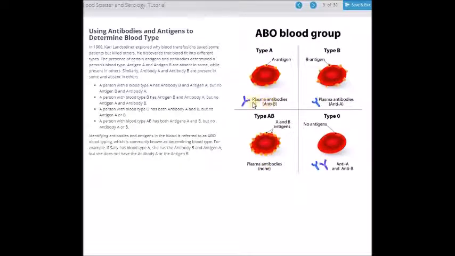If you're type A, you've got B antibodies. Do you see any B antigens here? Then no, this guy won't attack it. If you're type B, then you have A antibodies. Do you see any A antigens here? Then they won't attack it.